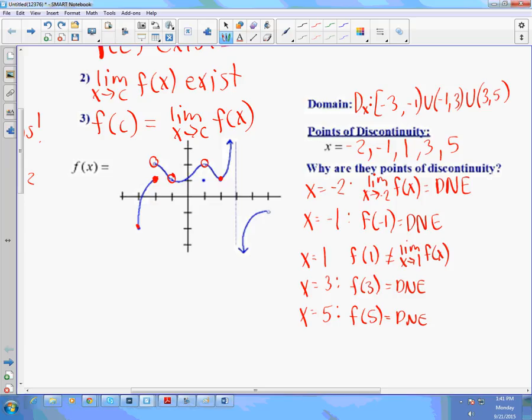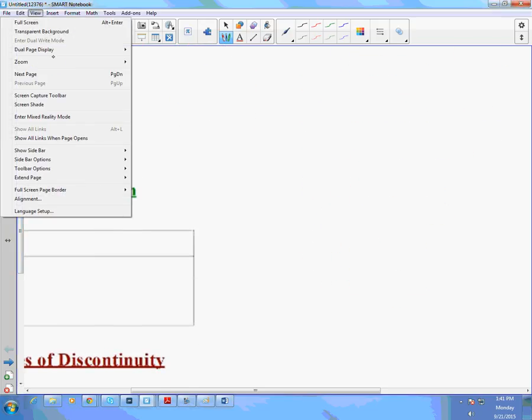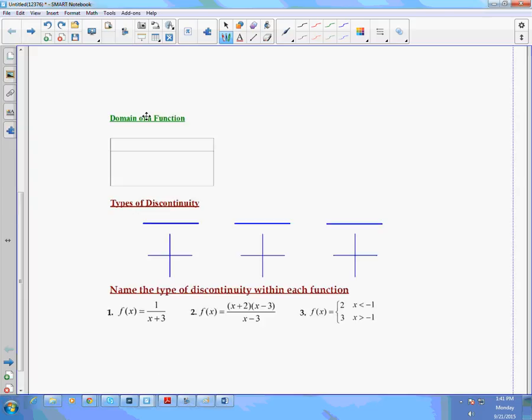Any questions about the domain? Okay, make this smaller now that we don't need to look at the graph. Okay, the domain of a function. To find the domain of the function, we look at the points of continuity.